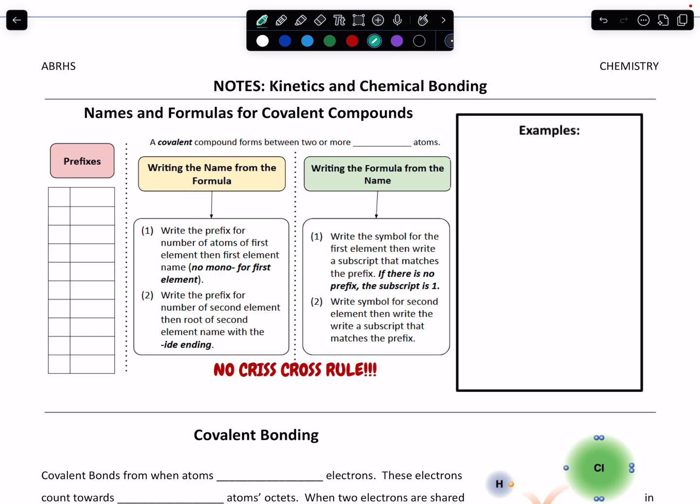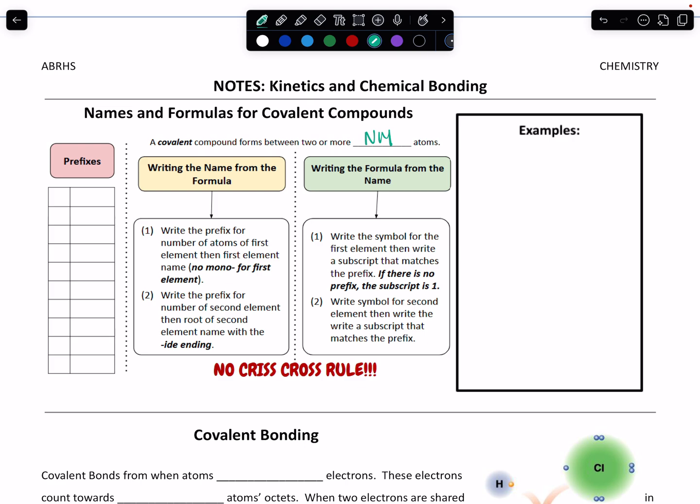All right. So the first thing we have to do when we talk about naming is identify a particular compound as a covalent compound. And we know that that forms between two or more non-metal atoms. So what we're going to be looking for is, do we have a bunch of nonmetals? And if we do, then it's a covalent molecule, and its naming or formula writing is going to be based on that set of rules.